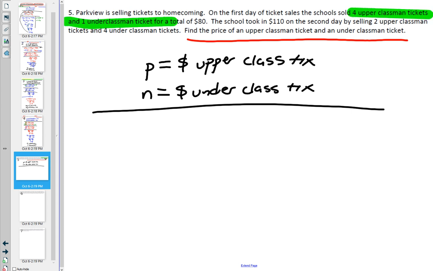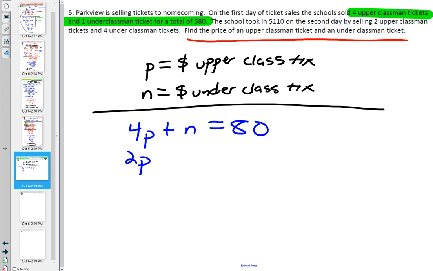All right, so 4P. Good. Plus 1 N, and 1 N is just N, is equal to 80. Good. All right, and then on the bottom you're going to have 2P. 2 upper class, you have 2P. And 4 underclass is equal to 110.